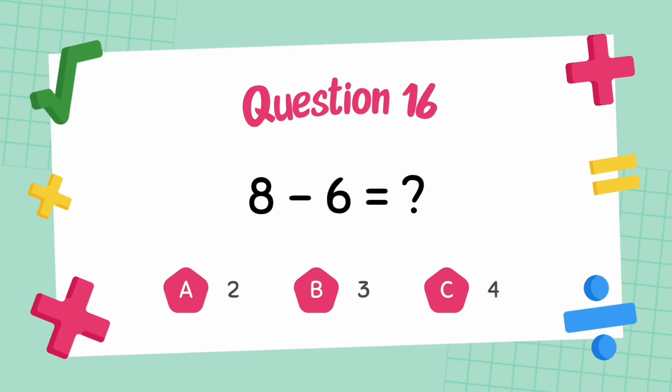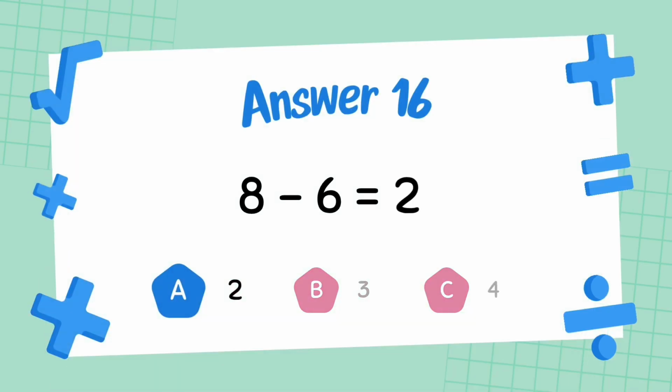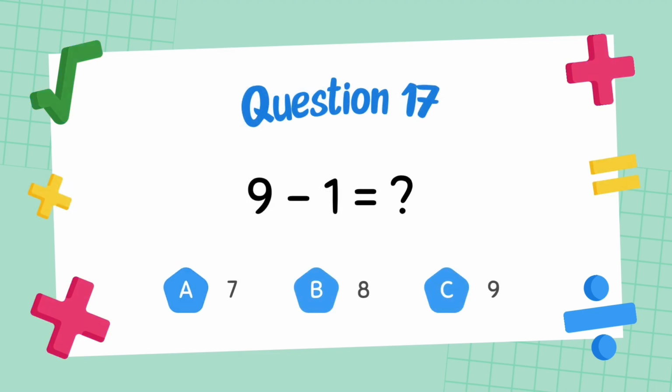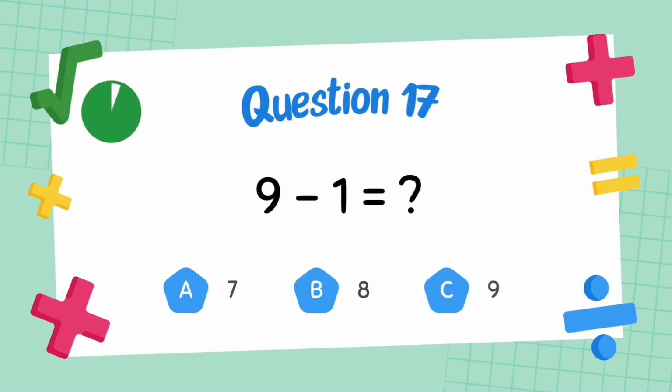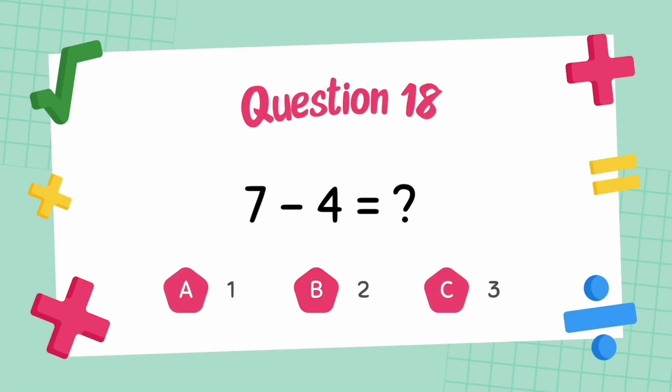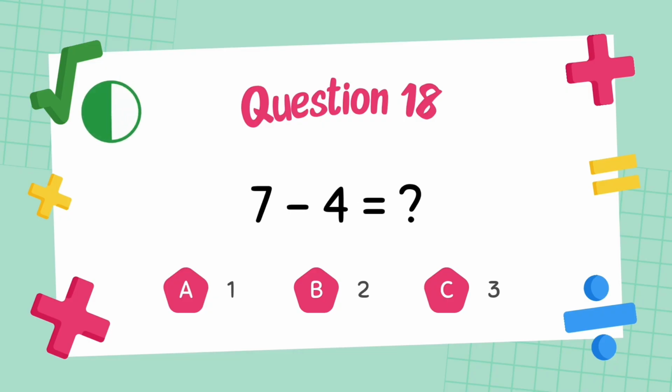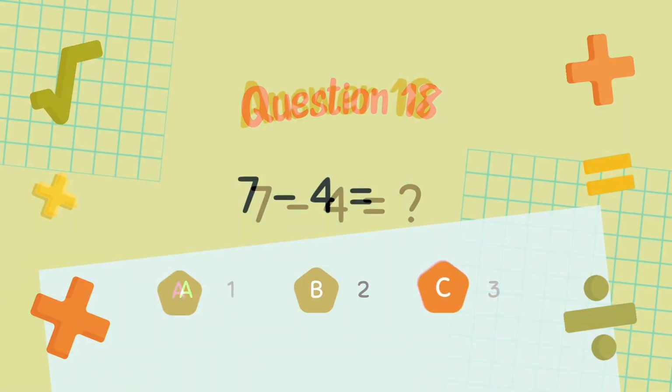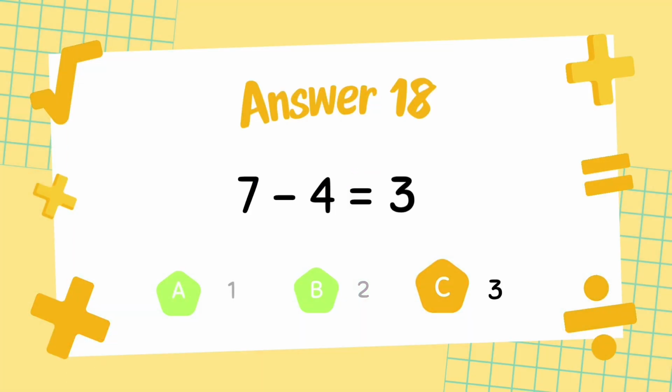What is 8 minus 6? The answer is 2. What is 9 minus 1? The answer is 8. What is 7 minus 4? The answer is 3.